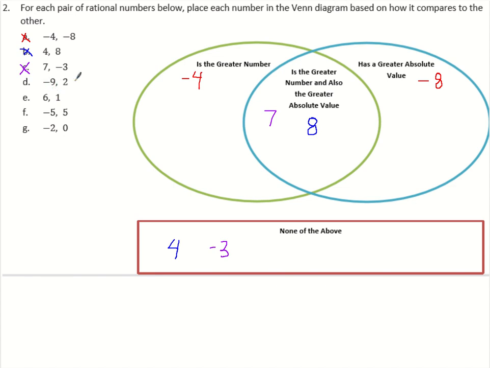-9 here is the number that has the greater absolute value. So -9 is going to go into this blue square. Square, it's a circle, it's an oval. So I'm going to put 2 in my greater number oval, and I'm going to put -9 in my greater absolute value oval. Up next, we have 6 and 1.